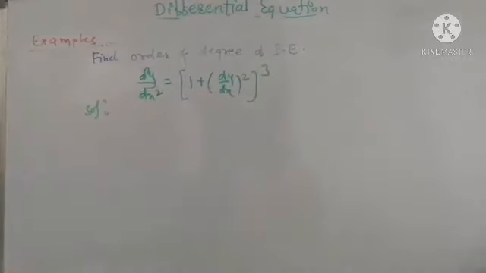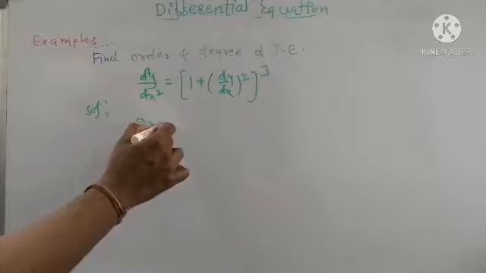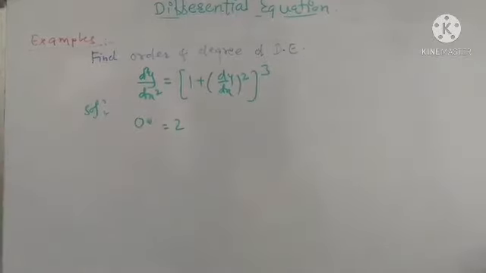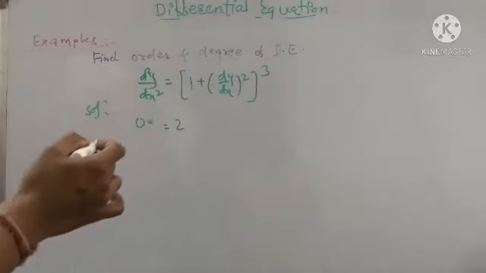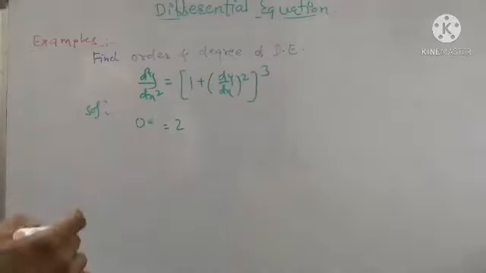This differential equation contains two derivative operators, but d square y by dx square is the highest derivative operator, so the order of this differential equation is 2. Now the power of the highest derivative operator d square y by dx square, which has a single term, is 1, so the degree of the differential equation is 1.